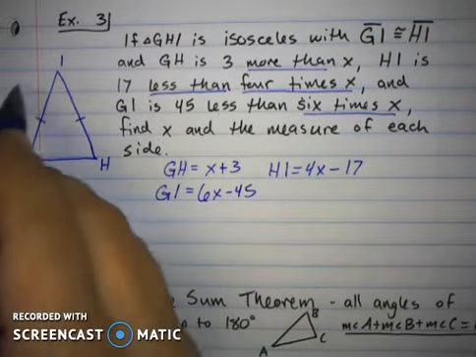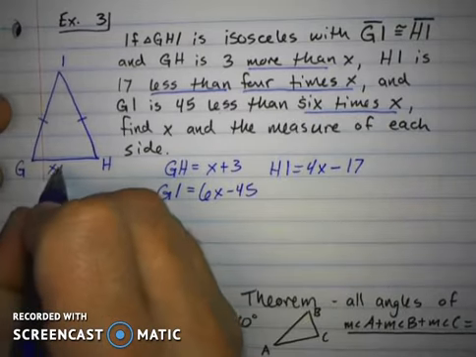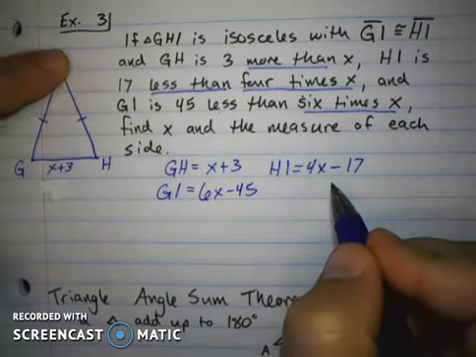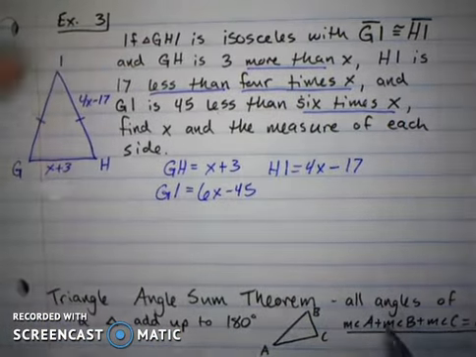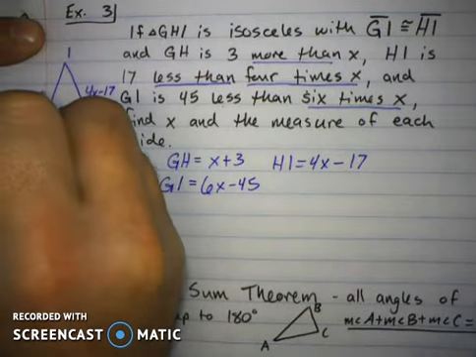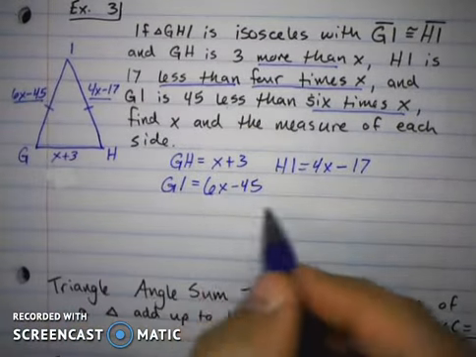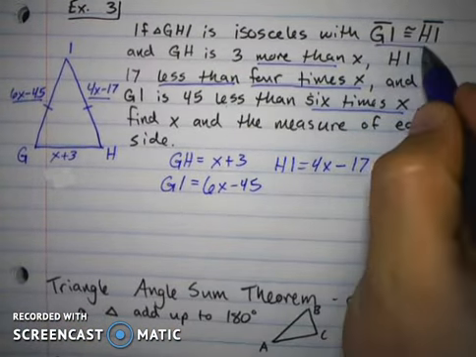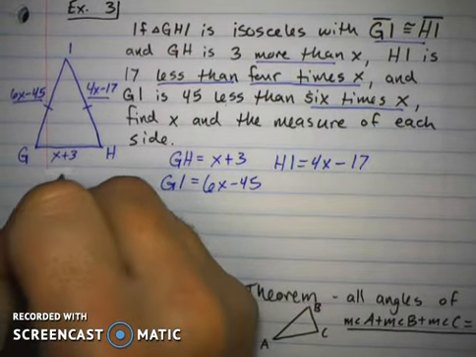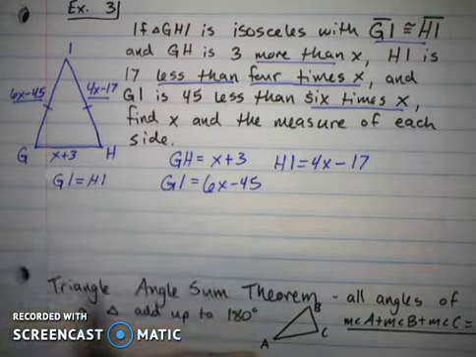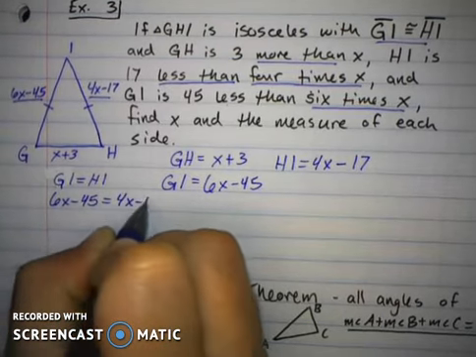Well, now I have expressions that go in specific places on the diagram. GH is our X plus 3. HI is 4X minus 17. And GI is 6X minus 45. So now you see the two that should equal each other, GI and HI, which we knew from the given information anyway. So I can write my equation. Since GI equals HI, I can say 6X minus 45 equals 4X minus 17.